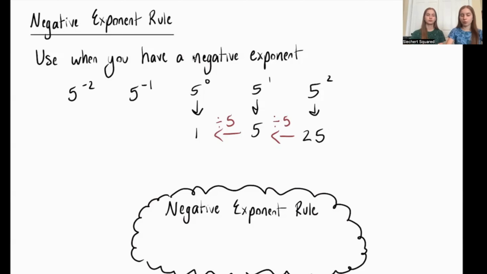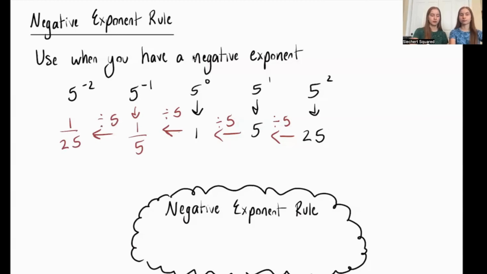So if we go from 1 and we're trying to see what 5 to the negative 1 is, we're going to divide that 1 by 5. And that's going to give us the fraction 1 over 5, or 1/5. Same idea again, if we want to go from 5 to the negative 1 to 5 to the negative 2, we're going to divide by 5 again. 1 over 5 divided by 5 gives you 1 over 25.